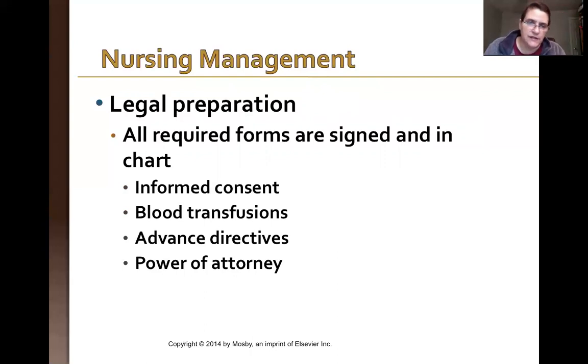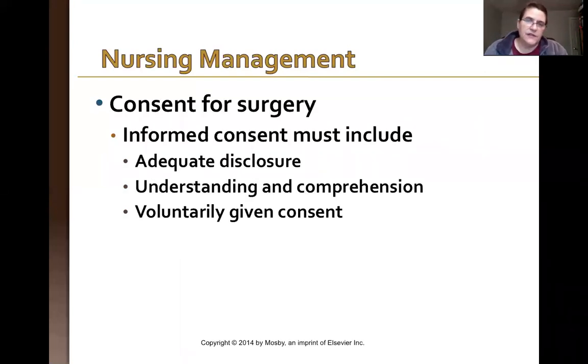There are several things we get consent for. Informed consent for surgery, consent for blood transfusions, advance directives, power of attorney. I think we've already talked about those in previous classes. Consent for surgery: informed consent must include adequate disclosure. In other words, we have to describe to the patient exactly what we're going to do. The patient needs to verbalize or acknowledge that they understand and have a comprehension of what is going on. And then they have to voluntarily give consent. We cannot coerce any kind of answer from them.